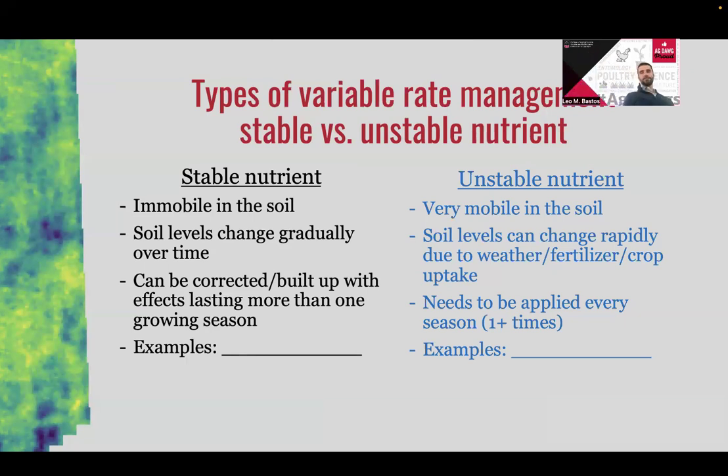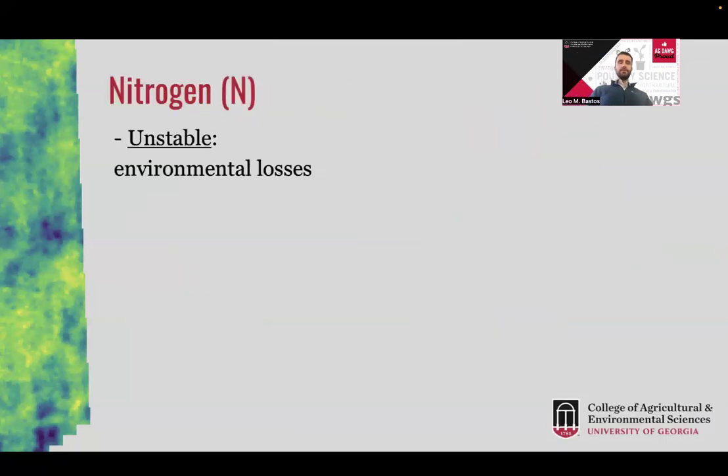Those are more stable nutrients because they will not be lost to the system as easily as nitrogen. Nitrogen is an unstable nutrient: if we apply it today and it's a sandy soil, and we have a heavy rainfall right after application, we may be losing a good amount of that fertilizer that we just applied. So it's very mobile, it's unstable. I can collect soil samples and analyze them for soil nitrate, but it doesn't necessarily mean that whatever I collected and analyzed at a given point will be there for the crop when it needs it. It can be lost to the environment.